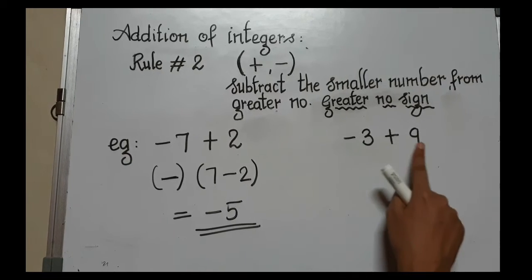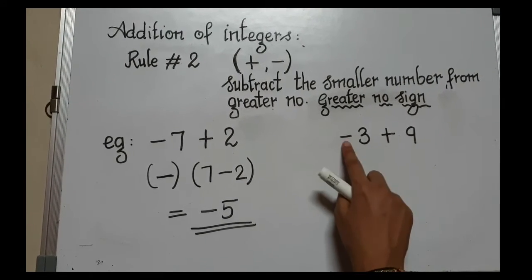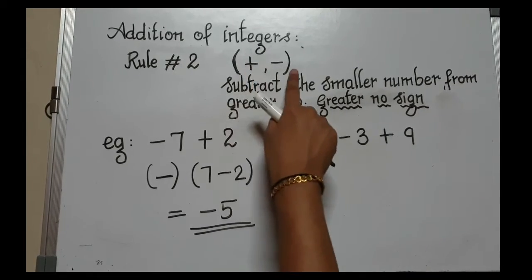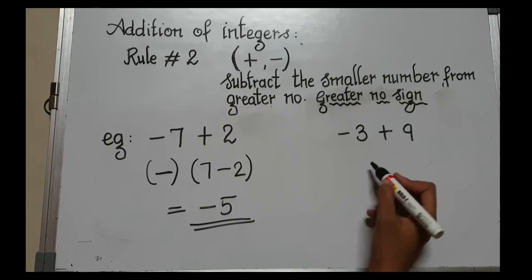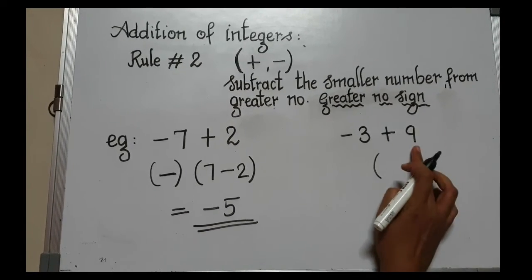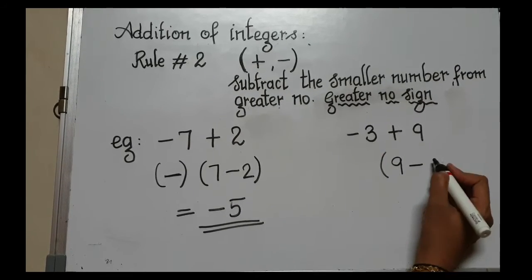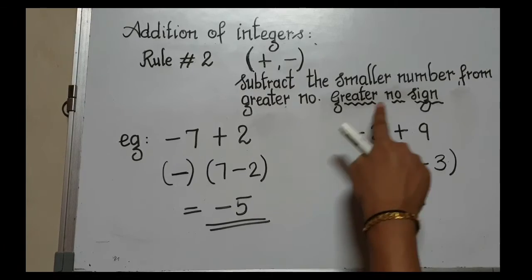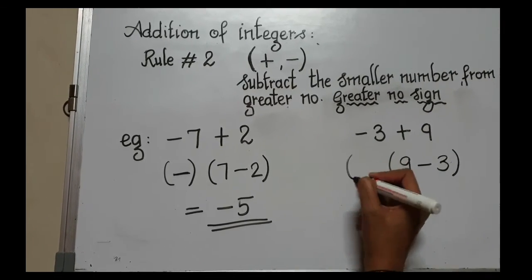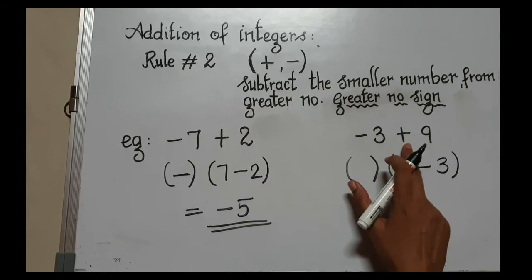Okay, next example, minus 3 plus 9. Here you have negative 3 and plus positive 9. So again the same rule. Subtract the smaller number from greater number. So 9 minus 3. And put which sign? Greater number sign. Okay, so greater number sign is which number? 9. 9 is positive 9.